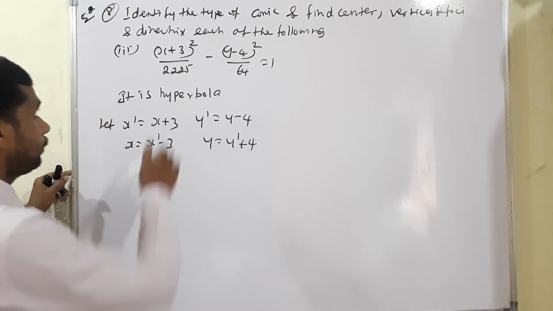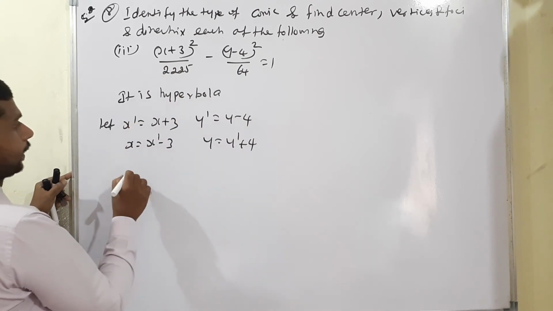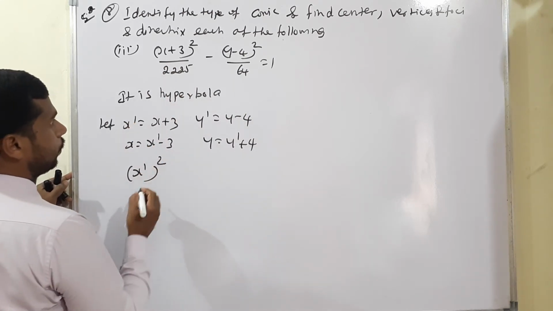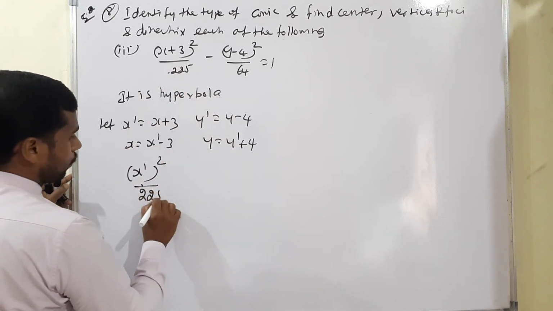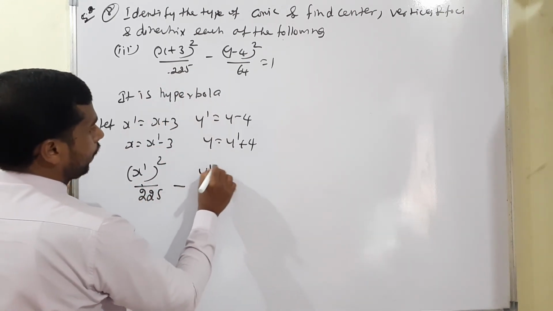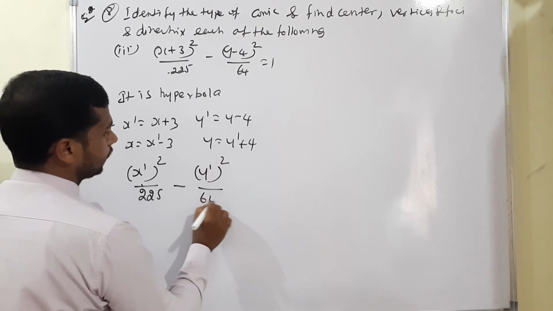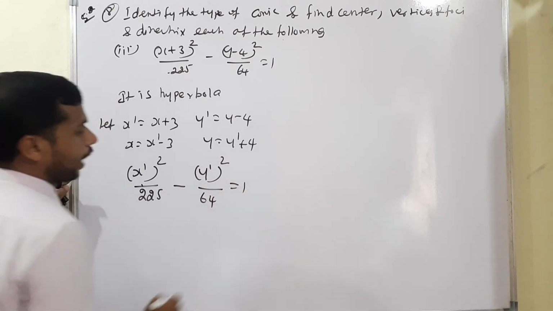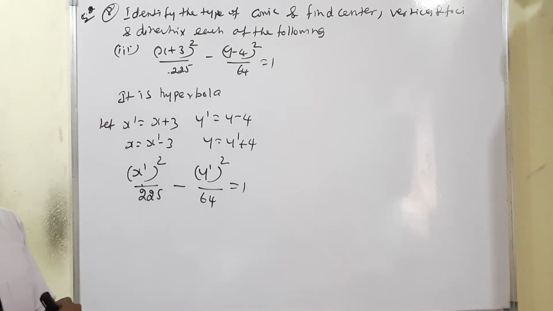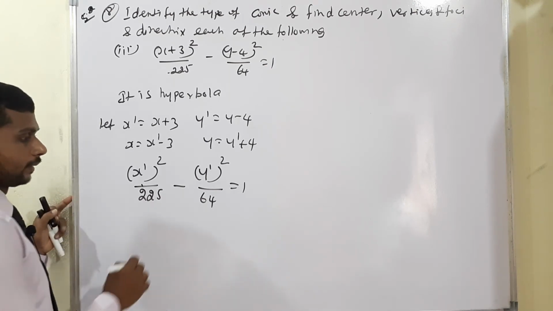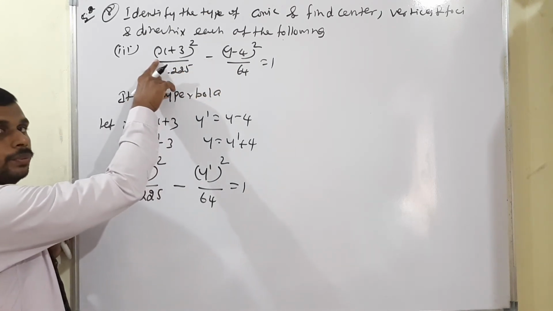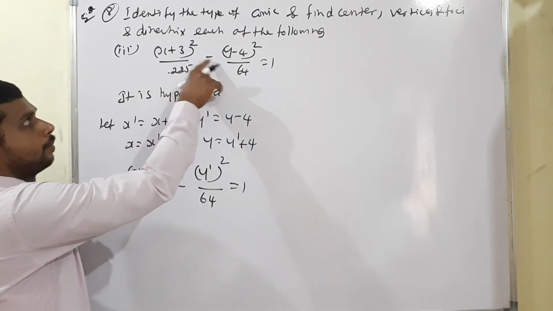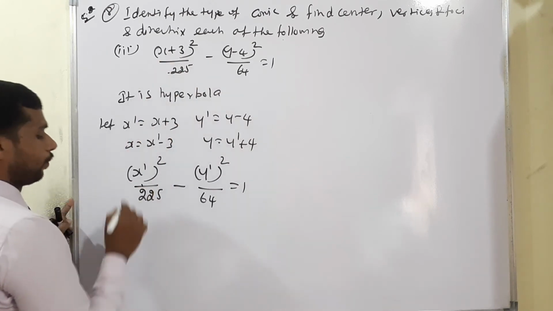Now instead of x plus 3 we can apply x dash, that is, x dash the whole square divided by 225 minus y dash the whole square divided by 64. This is actually a hyperbola, so we look at the transverse axis. Transverse in an ellipse means major axis. Here the transverse axis is parallel to the x axis, because x is opposite to the negative sign, and x has the positive sign. Therefore we can write it.